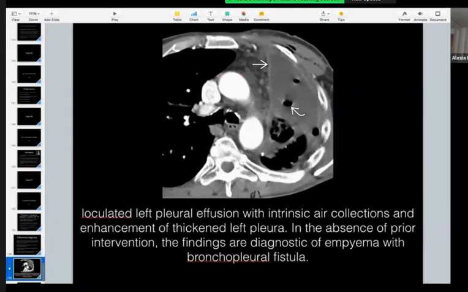So this is a loculated pleural effusion with intrinsic air collections. This is another patient, and there's enhancement of the left pleura. So this is an empyema. And in the absence of intervention, this would be diagnostic of a bronchopleural fistula, which means that there is a connection between the bronchial tree and the pleural space. And that's where these locules of gas would come from. So just be on the lookout for those.